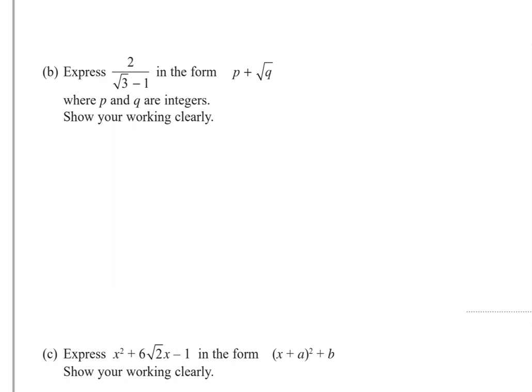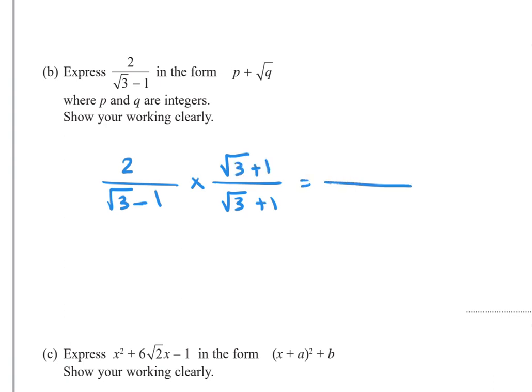B, express 2 over square root 3 minus 1 in the form b plus square root q, where b and q are integers. So we have a square root in the denominator. To eliminate this square root, multiply by the conjugate of the denominator, which is square root 3 plus 1, and multiply the numerator as well by square root 3 plus 1. For the denominator, when you multiply a number by its conjugate, you get the square of the first minus the square of the second. So the square root of 3 squared is 3, and 1 squared is 1, so 3 minus 1.